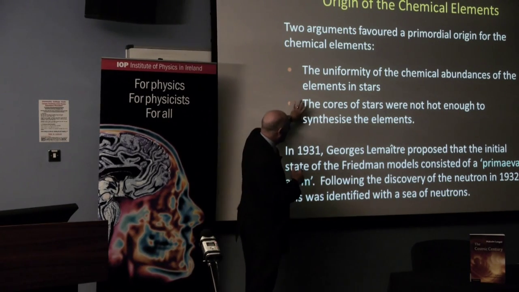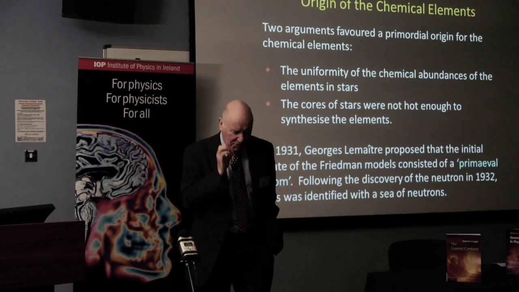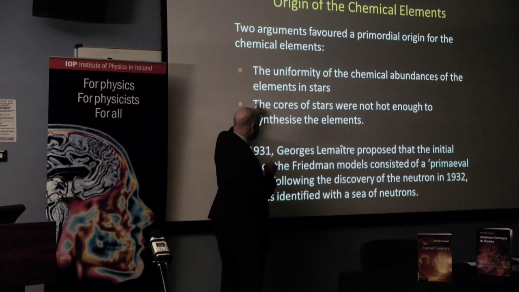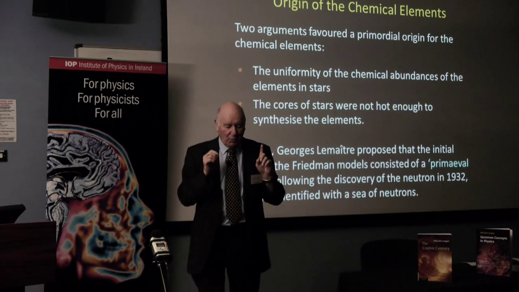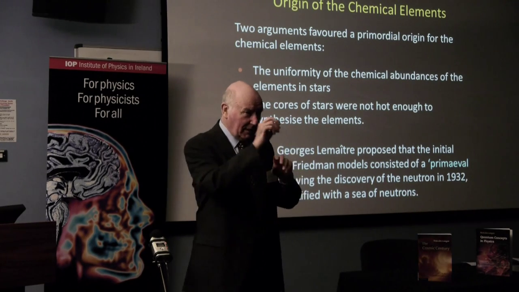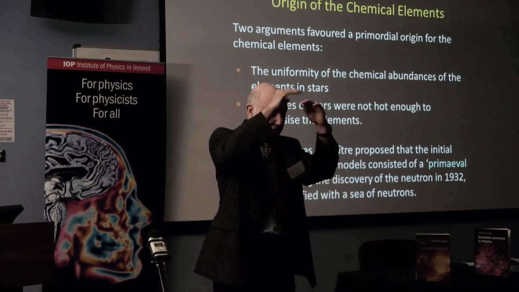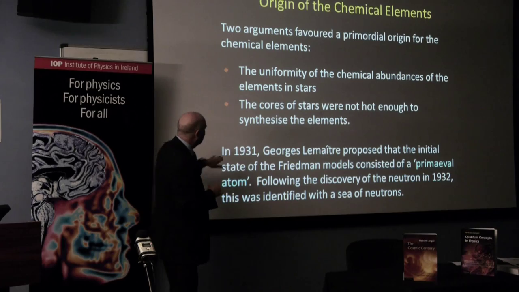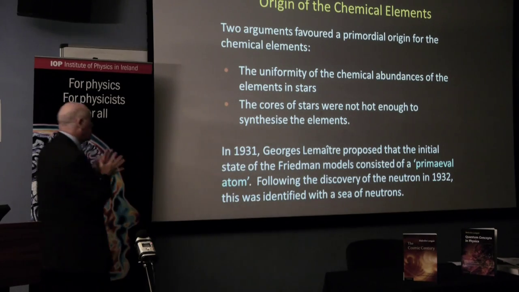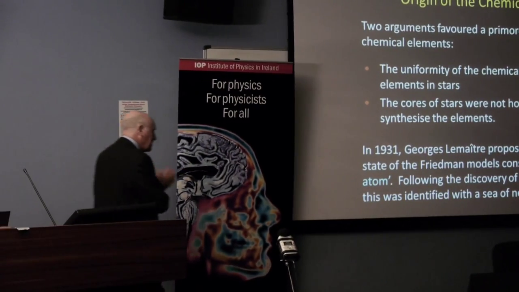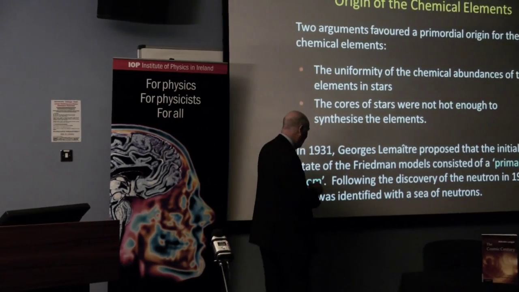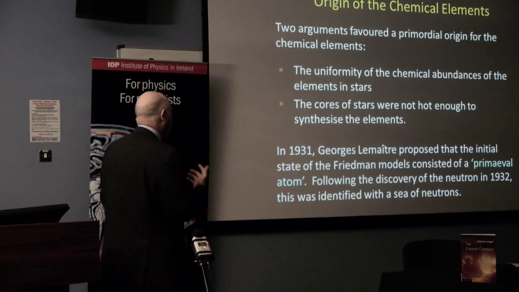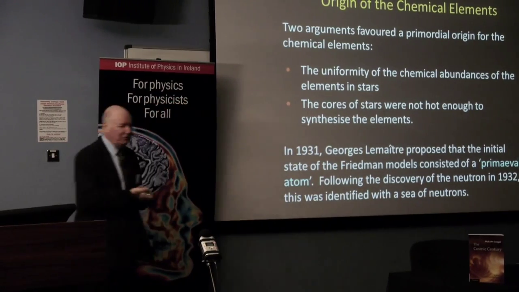Secondly, at that stage, it was not believed that the cores of stars would be hot enough to actually synthesize the elements. And this is because one made the simple assumption that you had to get up to the rest mass energy of the mass difference to make it work. In fact, as we now know, that's not correct. But Georges Lemaître then proposed the initial state of the Friedmann models was going to consist of what he called a primeval atom. And following the discovery of the neutron in 1932, that was identified with a sea of neutrons.